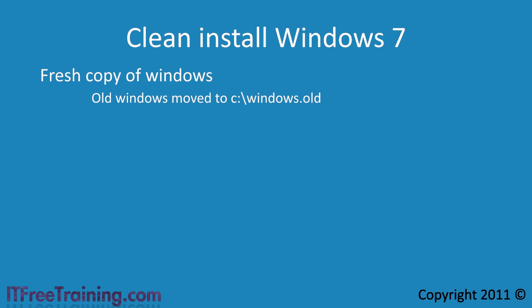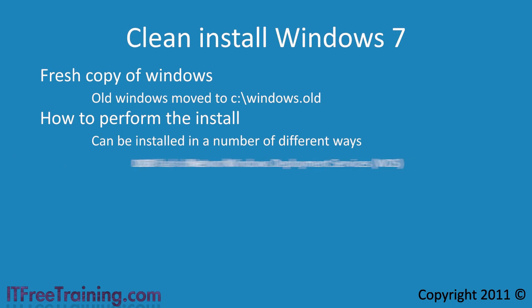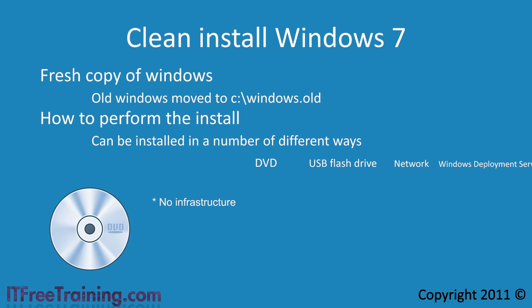Once you have decided to perform a clean install of Windows 7, you need to decide how to perform the install. Windows 7 can be installed in a number of different ways, with each method having its advantages. The simplest way is by using the DVD. Using the DVD requires no infrastructure. If you only have a few installs of Windows 7 to perform, this is the best way. However, if you have a lot of computers on which to install Windows 7, this method may not be practical.